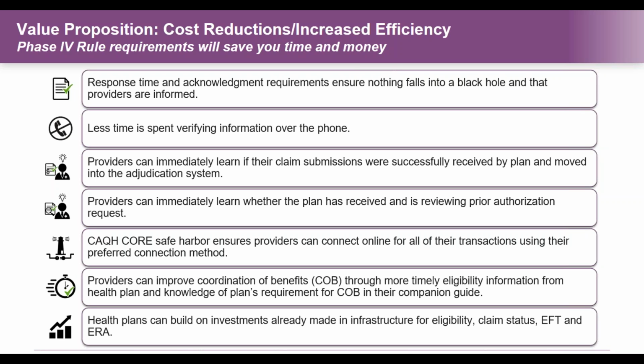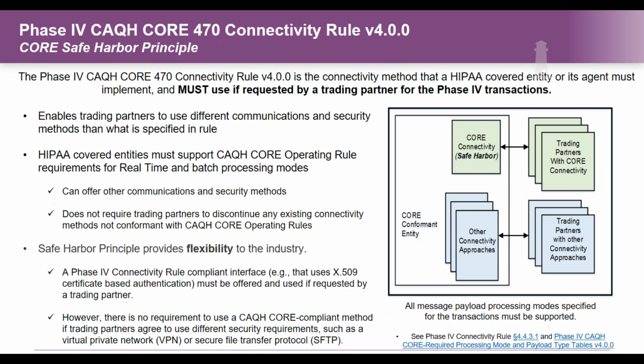Health plans can build on investments already made in infrastructure for eligibility, claim status, EFT, and ERA, because those were the transactions covered in the previous phases. Now, just as we do want to focus a little bit on the connectivity requirements in today's presentation, a quick overview of the requirements for the Phase 4 connectivity rule.